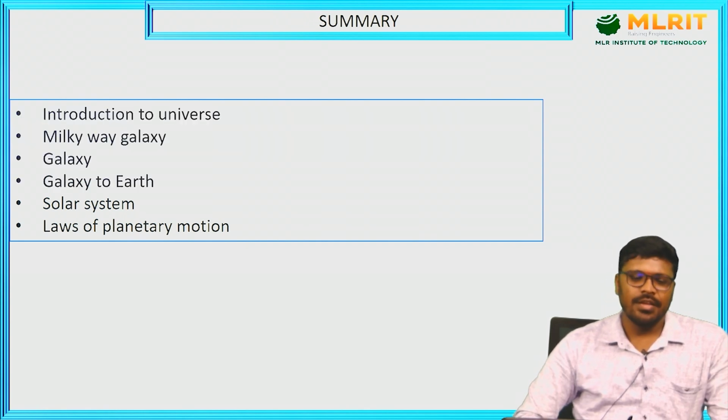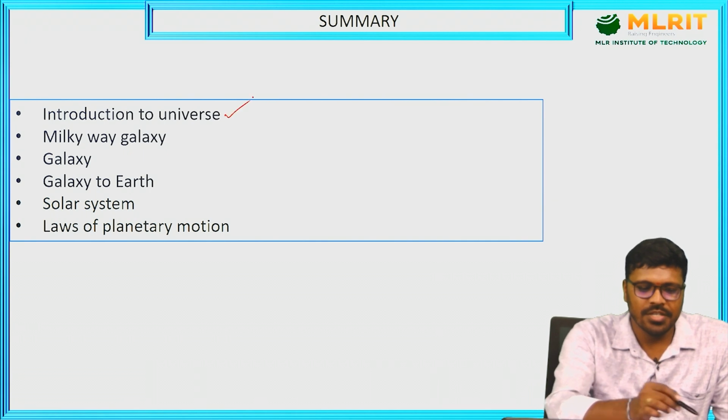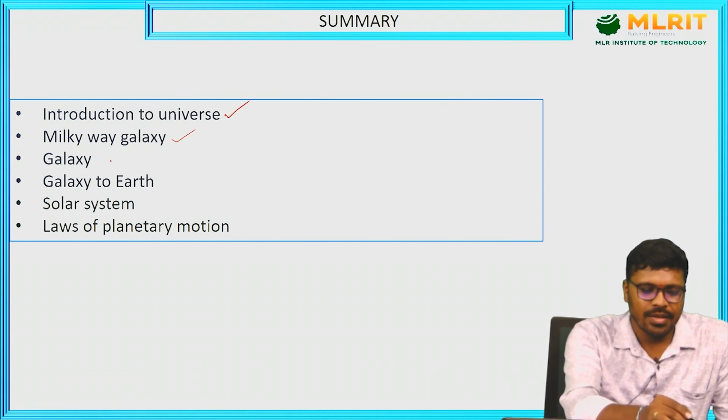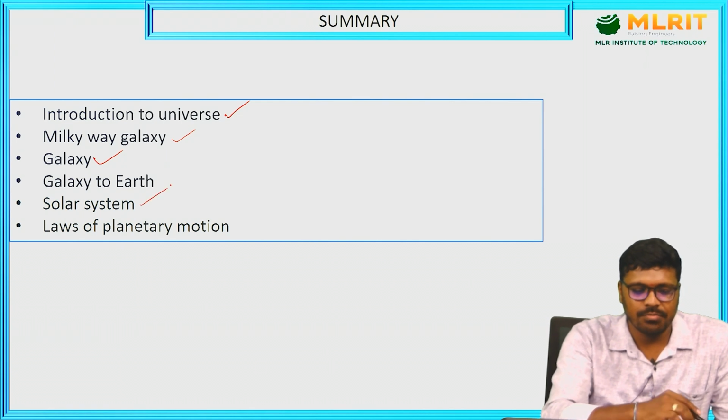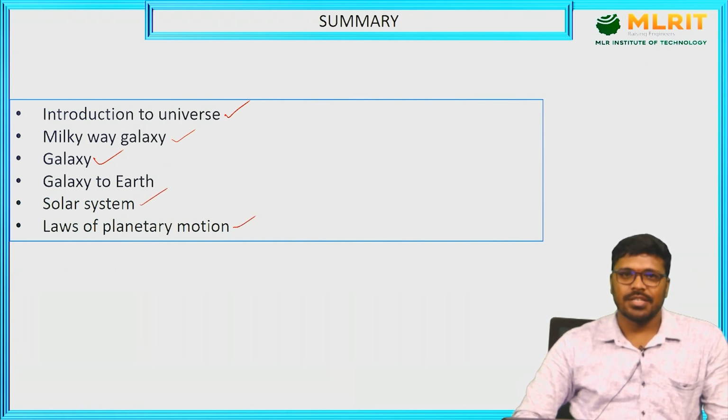Finally, coming to the summary, we have discussed the introduction to the universe, the Milky Way galaxy, the solar system and the laws of planetary motion in today's discussion. In the next class we will discuss gravitational force, the law of attraction between any objects in this universe.